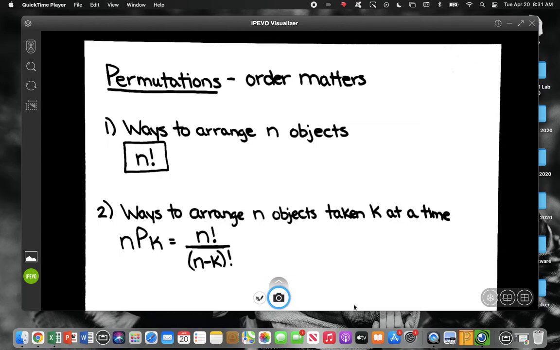If I asked you how many different ways can you arrange 6 books on a bookshelf? Are we arranging all of the books or just some of the books? Yeah, if I just say how many ways can you arrange 6 books on a bookshelf, that would be just 6 factorial, which would be 6 times 5 times 4 times 3 times 2 times 1. So we would have 6 factorial there.